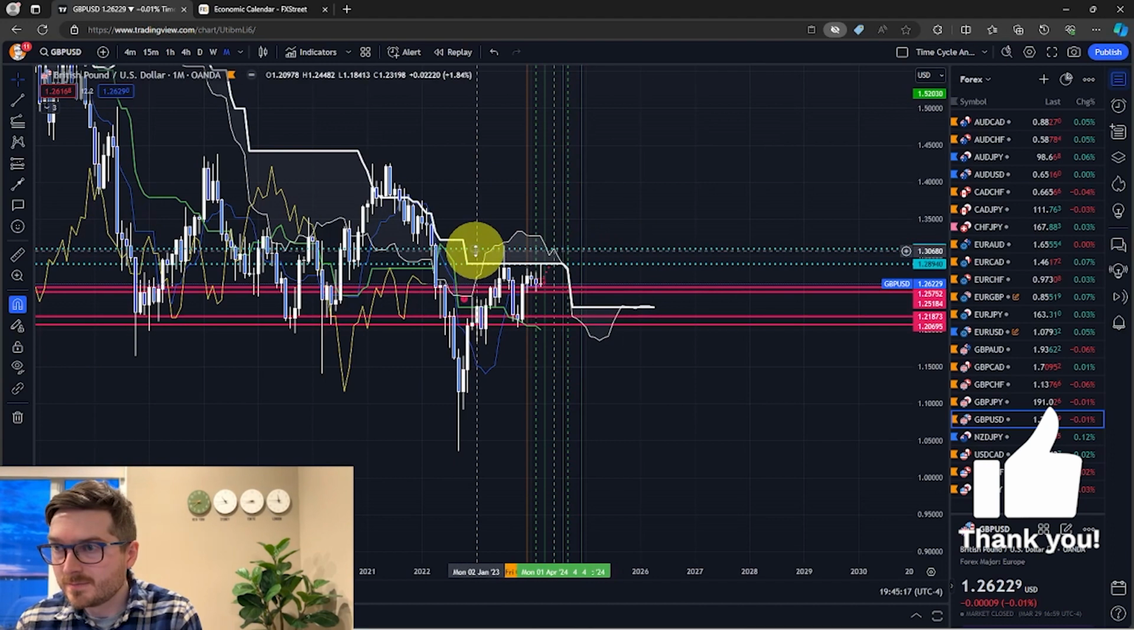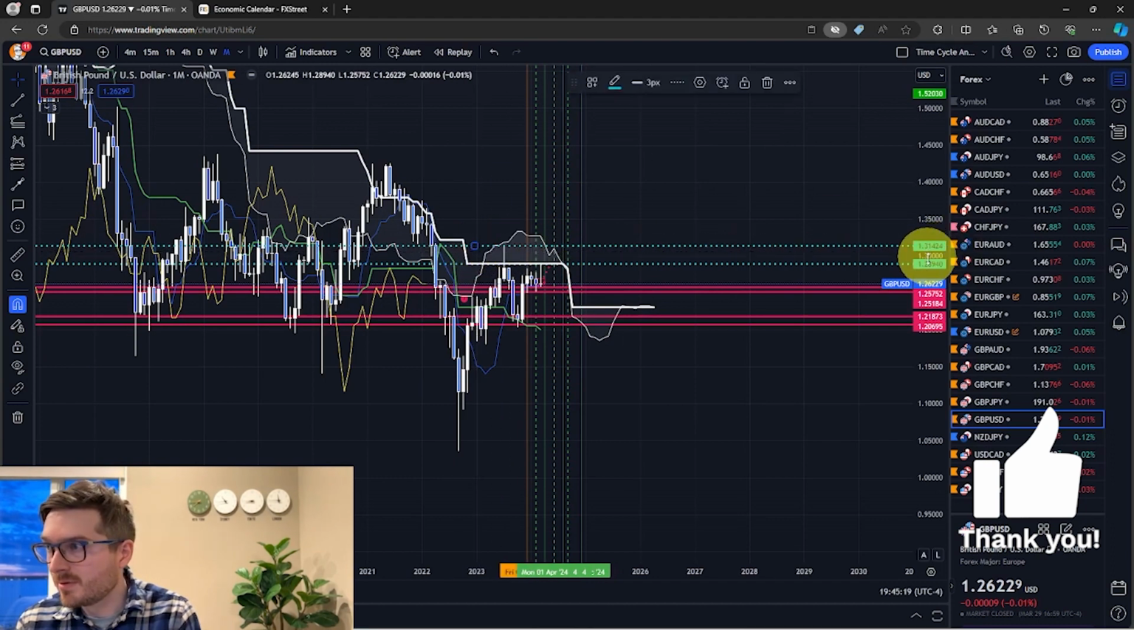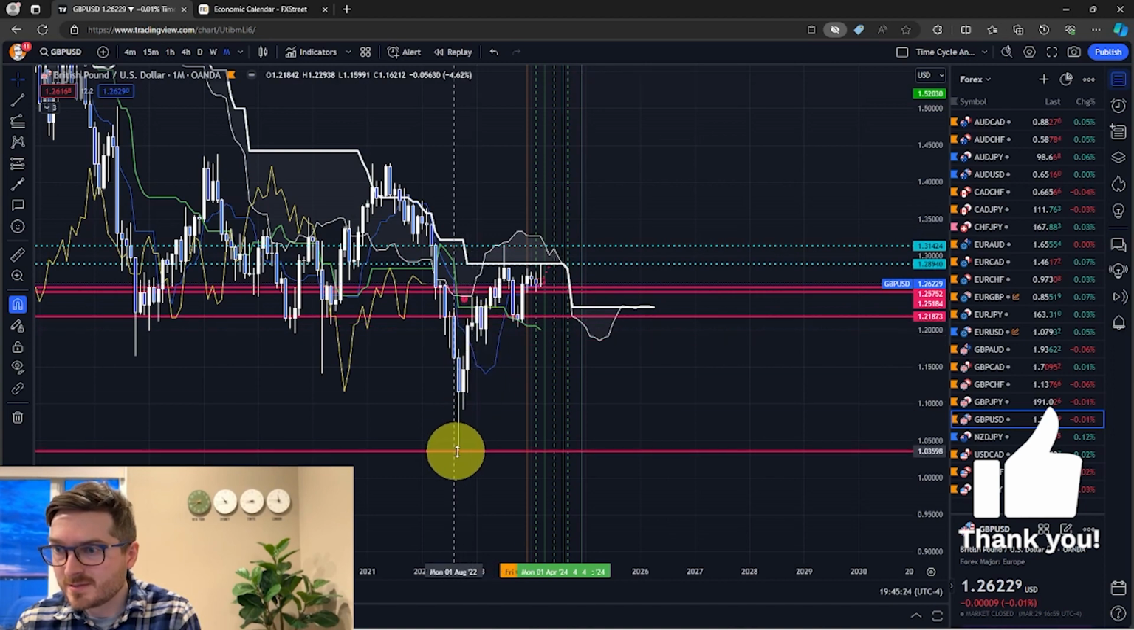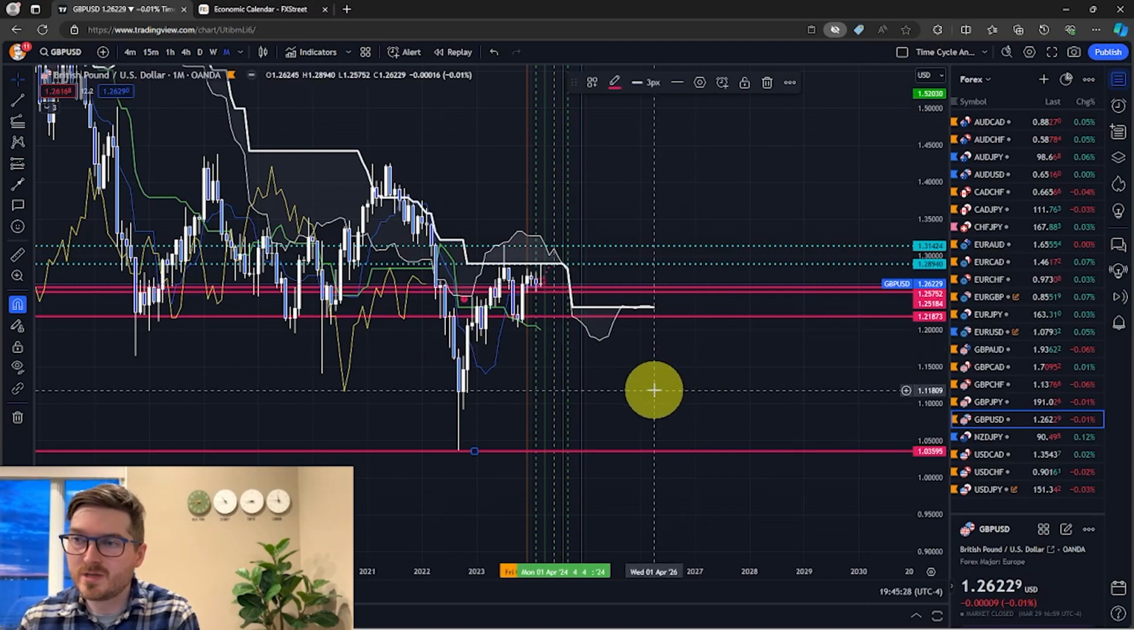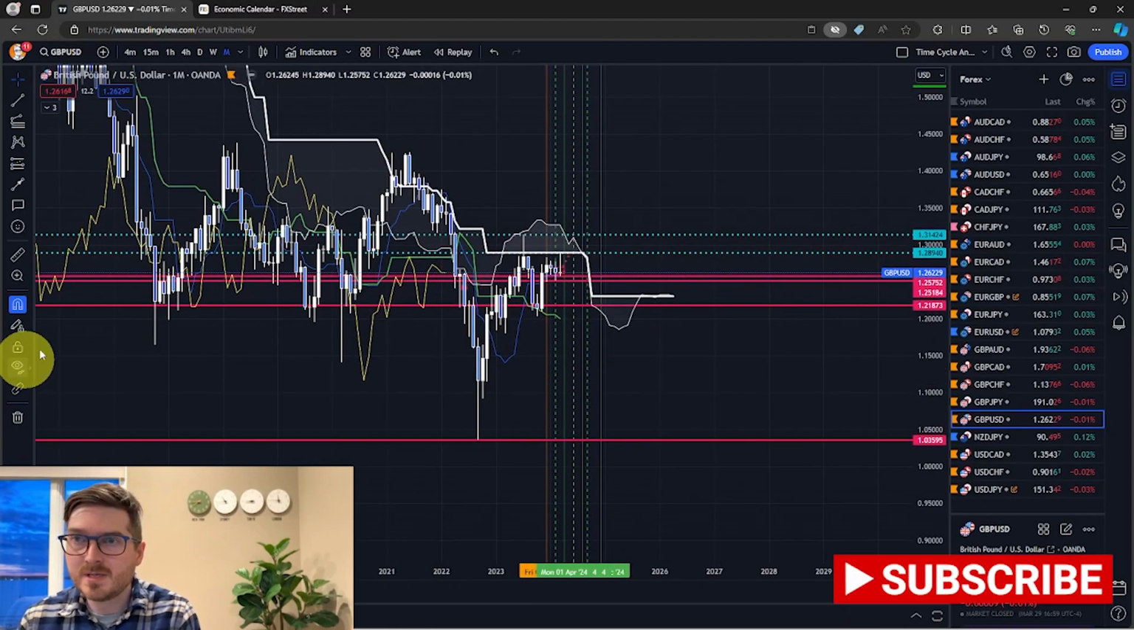Let me turn that on. So this is the top of the range, 1.31424. And then we've got this support level down here, 1.03595. So quite a big range here on the monthly. But let's look at the weekly.